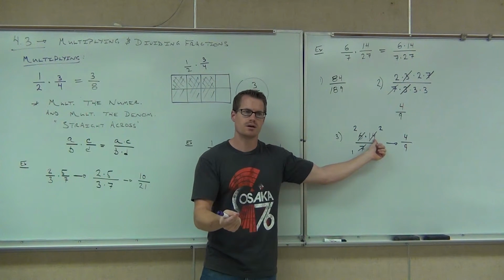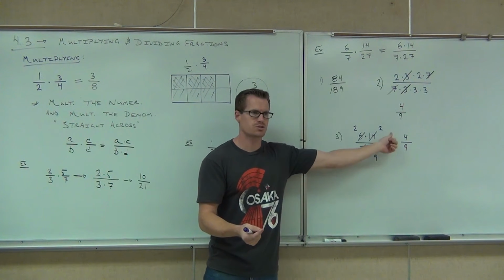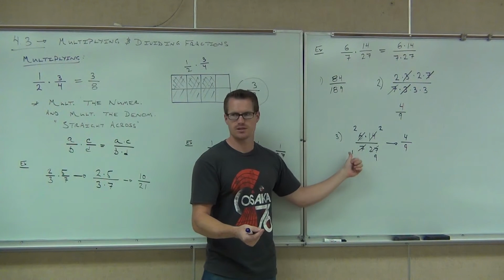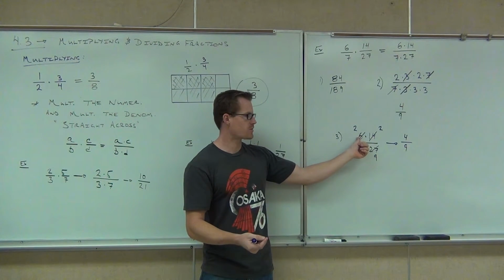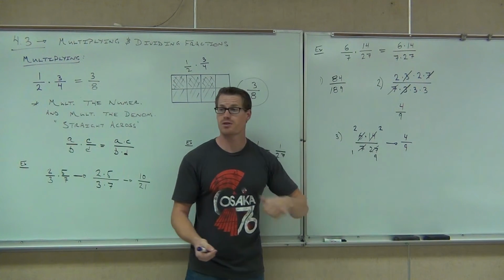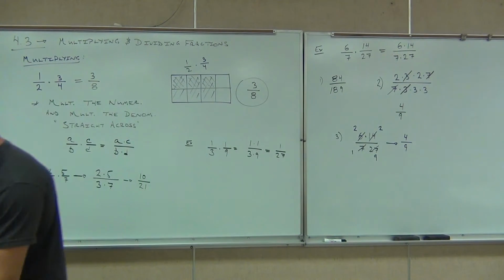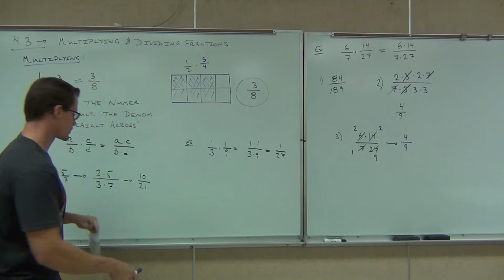Notice we're just dividing. We're doing 14 divided by 7, that's 2. We're doing 7 divided by 7, that's 1. We're doing 6 divided by 3, that's 2. 27 divided by 3, the same number, that's 9. Let's see if we can pick this up with a few more examples.